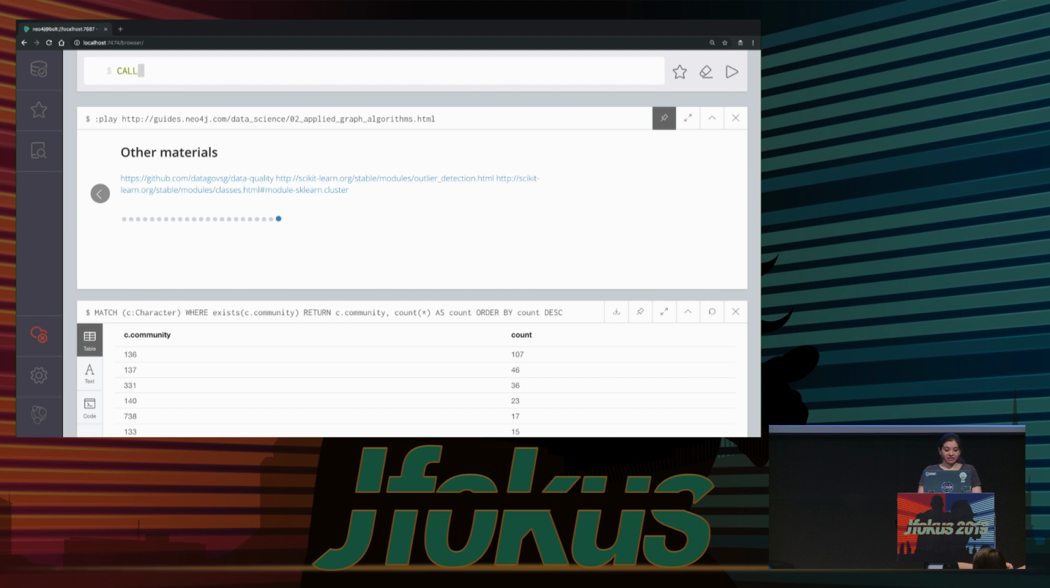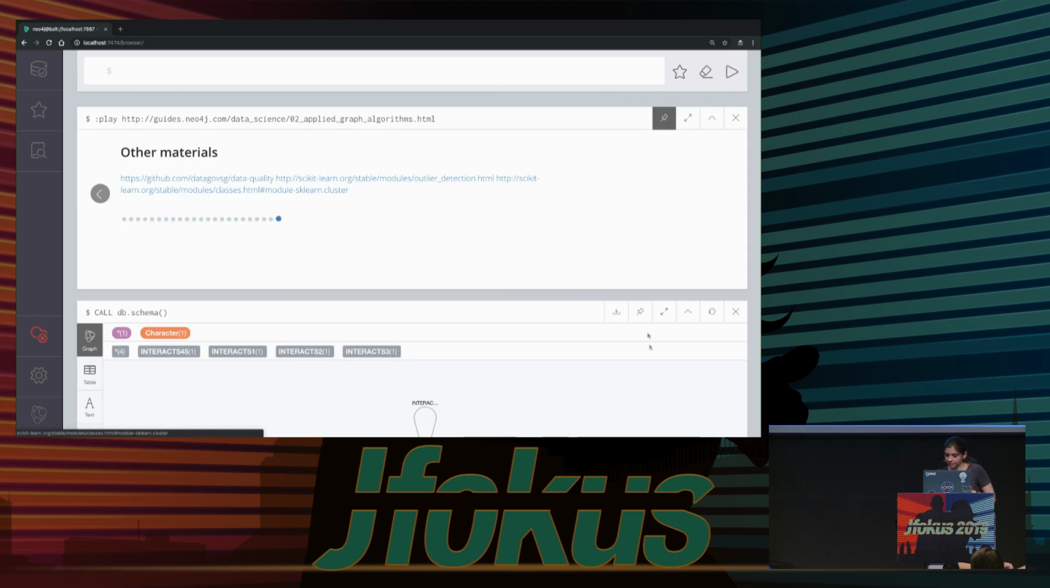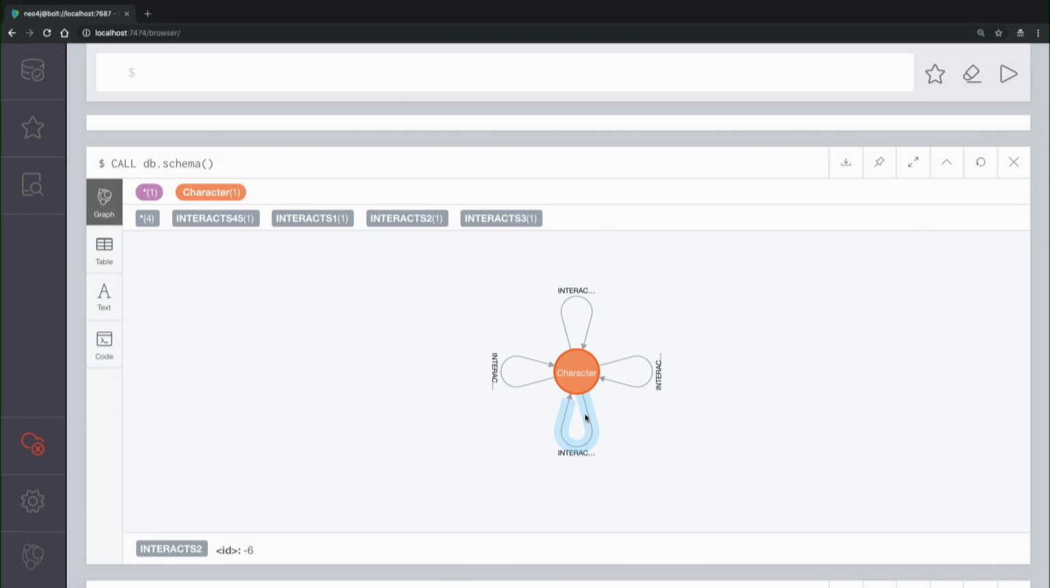Okay, the first thing I want to do actually is show you the schema that we have in the database. This is a relatively simple data set, and that's okay. I still think it's really cool that you can see as much information as we're going to see with such simple data. We're just going to look at characters, and then we have 4 different types of relationships. So we have an interacts 1 relationship. That's for character interactions in book 1. An interacts 2 for characters who interact with other characters in book 2. Interacts 3 for book 3, and then interacts 4, 5 for books 4 and 5 taken together.